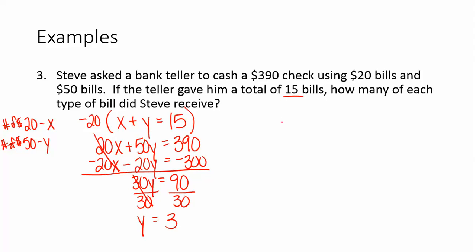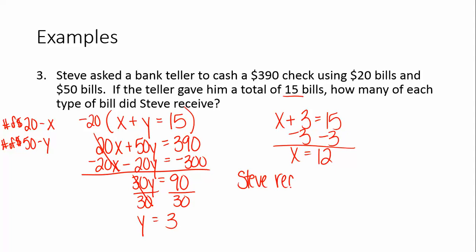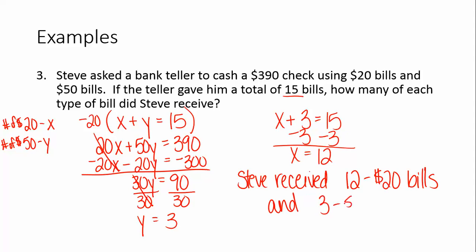Now we're going to plug that back in. The first equation is definitely the simpler of the two. Subtract 3 from both sides, and we get that x equals 12. So how many of each type did Bill receive? Steve. His name is Steve. Steve received 12 $20 bills and 3 $50 bills.